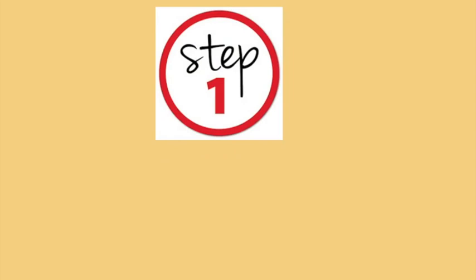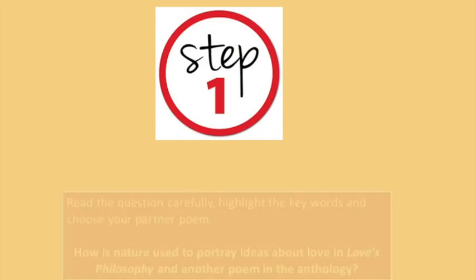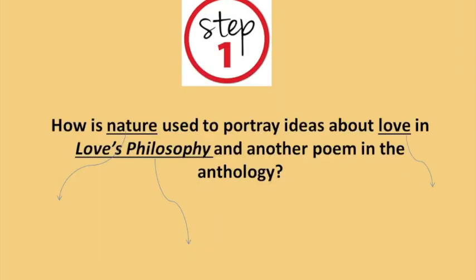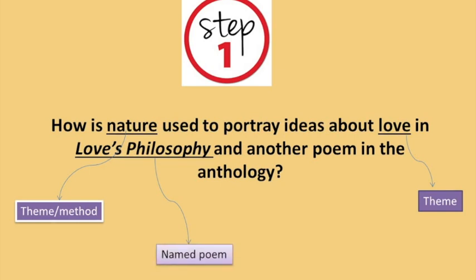So step one, and I like to go through steps, as my students will confirm. I love going through steps because it does help us to remember. You read the question carefully, highlight the key words and choose your partner poem. So how is nature used to portray ideas about love in Love's Philosophy and another poem in the anthology? First of all, we highlight nature, we highlight love, because these are the themes or methods that we're going to look at. Nature in this instance is used as a method. So we're going to look at how it's used to talk about love. The named poem, Love's Philosophy.